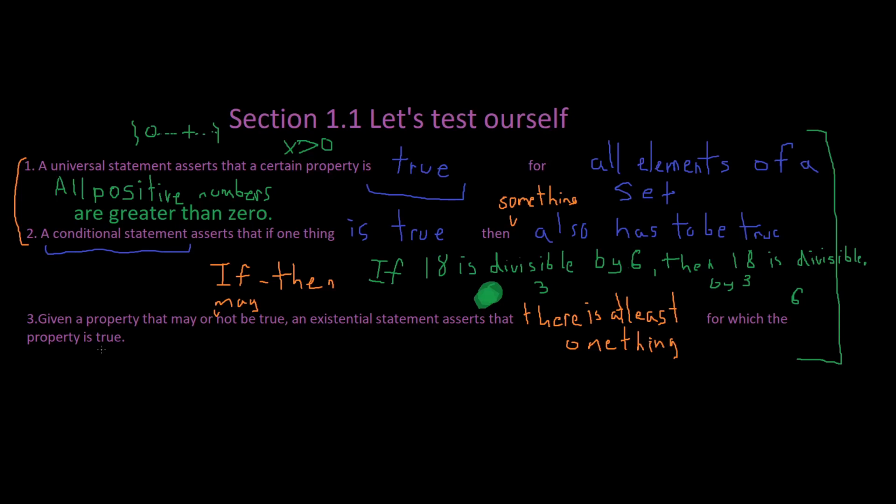So let's look at our last definition. Remember what our definition says? It says given a property that may or may not be true, an existential statement asserts that there is at least one thing for which the property is true. And so let's take a look at this example. It says there is a prime number that is even. And we did this one and similar problems in the lesson.